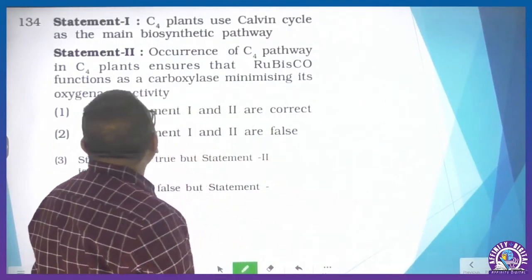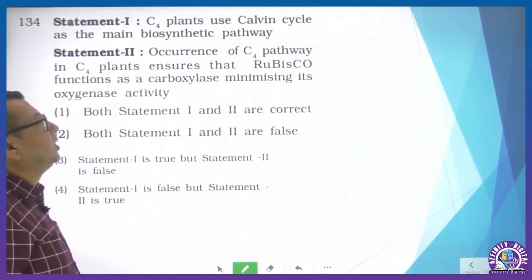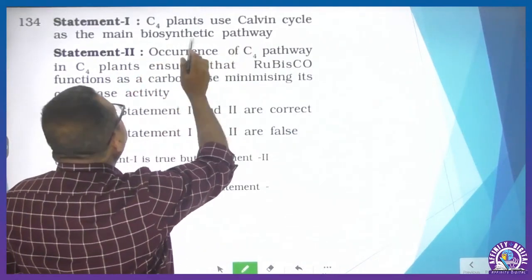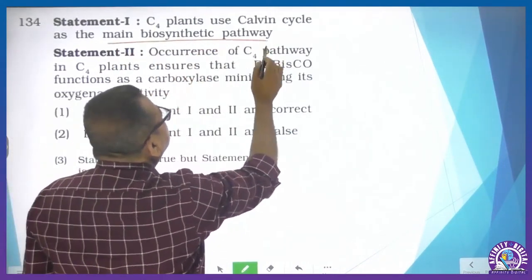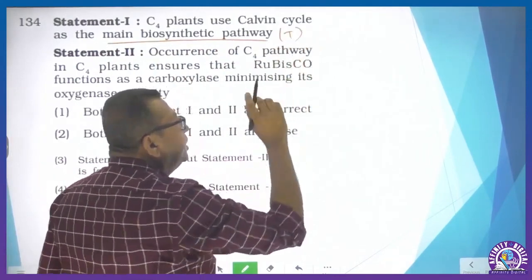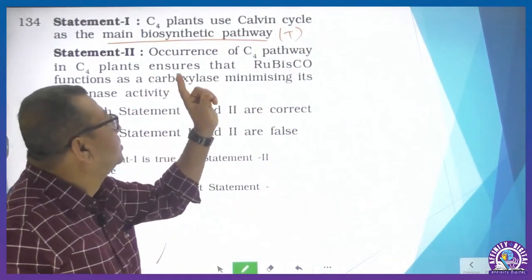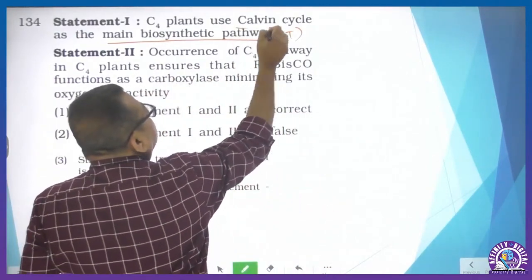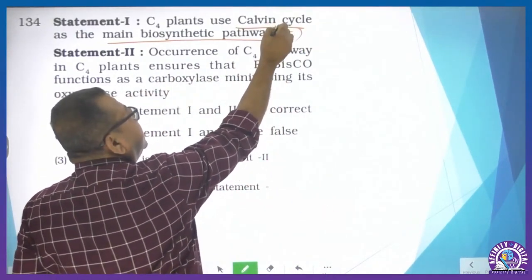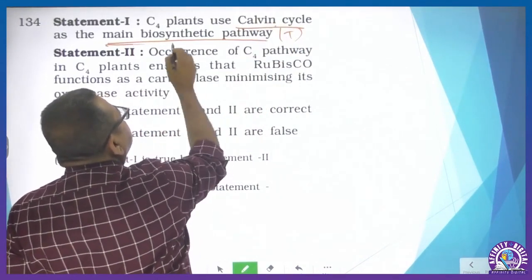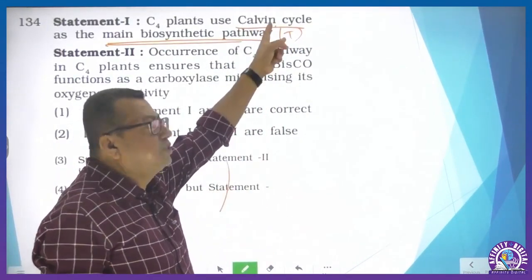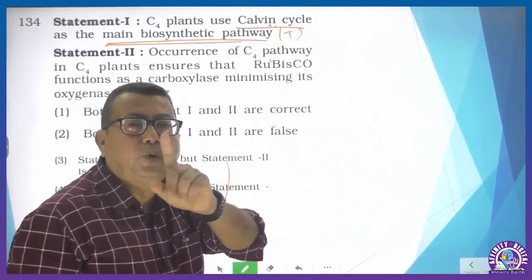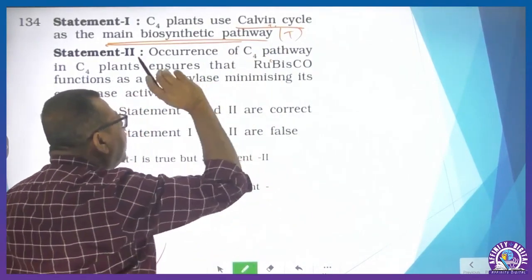Next question, question number 134. It is a statement based question. C4 plants use the Calvin cycle as the biosynthetic pathway. Is this true or false? True. Why is it true? Because C4 plants use the Calvin pathway, that is the Calvin cycle, that is the C3 cycle, that is the dark reaction, as the main biosynthetic pathway, because it is through the Calvin cycle that sugars are produced in the plant. So that is why it is true.